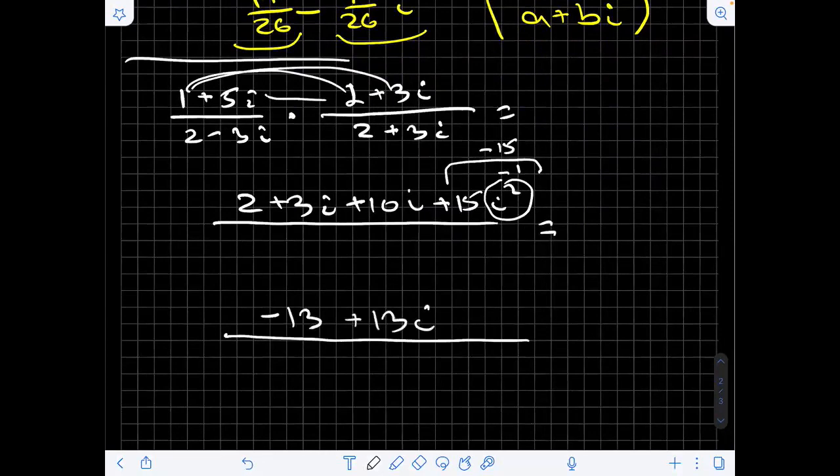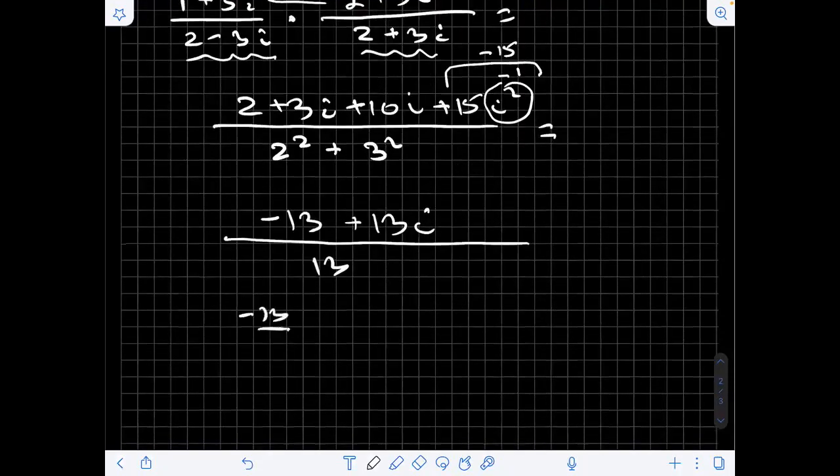Now we'll do the denominator. And remember the denominator, we said it's the difference of two squares. So straight away I can say it's 2 squared plus, and remember plus because i squared is minus 1. So I can straight away write plus 3 squared. 2 squared is 4, 3 squared is 9, so it makes 13. I'm going to split it. So it's minus 13 over 13 plus 13i over 13. That is minus 1 plus 1i.